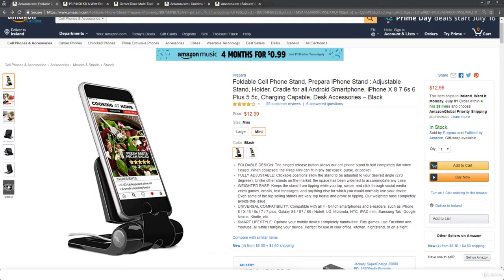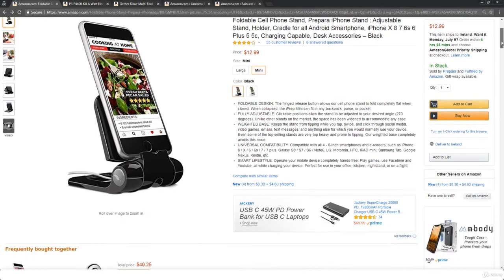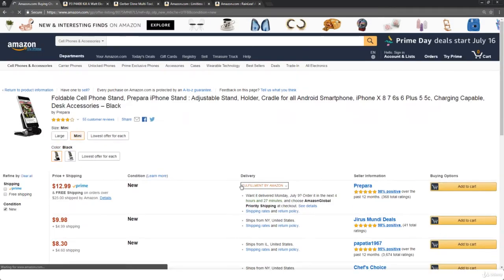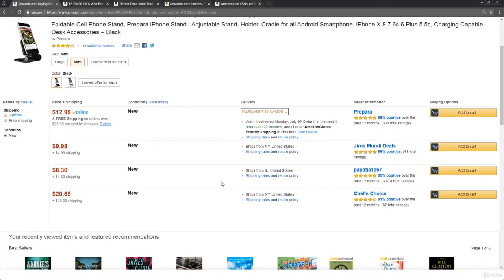So first of all, we've got this foldable cell phone stand. Now, if we look down here, we can see it says new 4. And if we go ahead and click on this link, we can see here there are 4 different sellers on this listing. Now, only one seller can have what we call the buy box at any one time. Currently it's this seller here, Prepara.